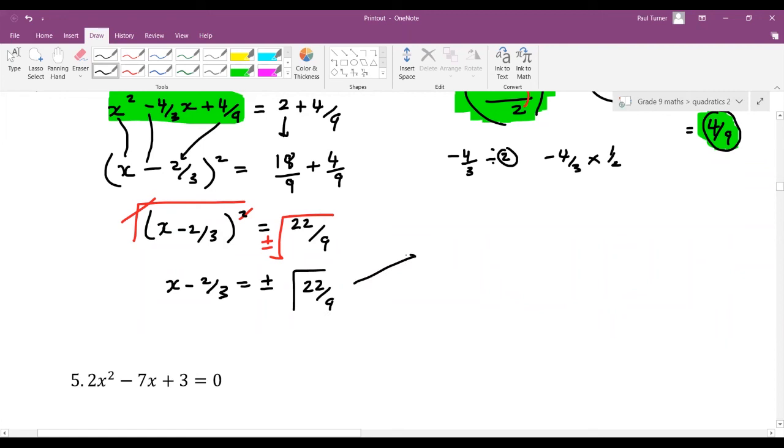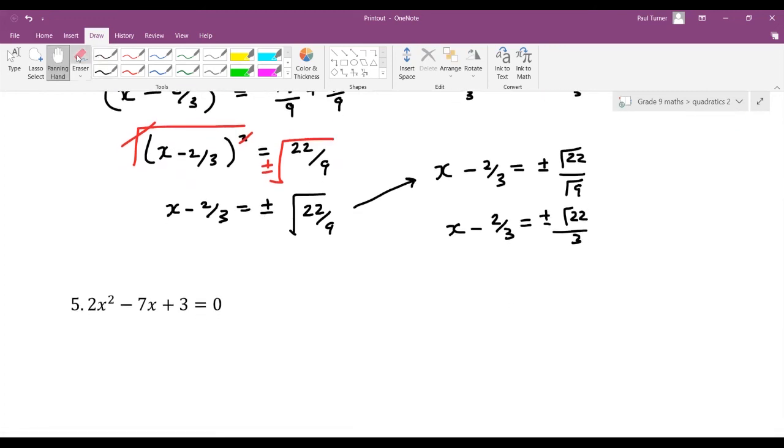I know some of you probably reached for the calculator now, but we can still simplify this a bit. I'll show you. So x minus 2 on 3 equals plus or minus. Now, square root 22 on 9 is the same as square root 22 on square root 9. This root can be split into two parts, top and bottom. So you're going to get x minus 2 on 3 equals plus or minus root 22 on 3, because root 9 is 3.